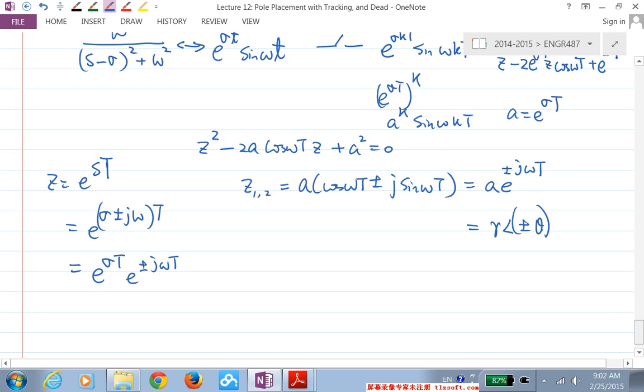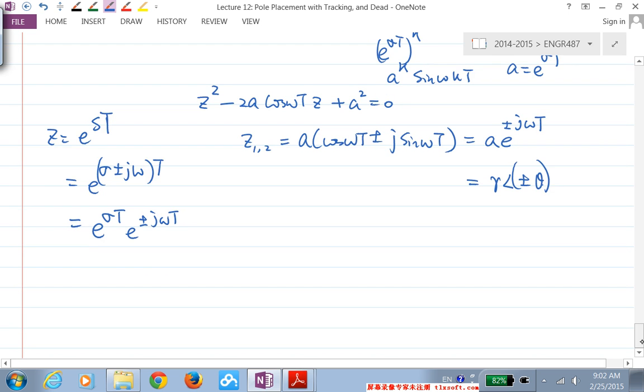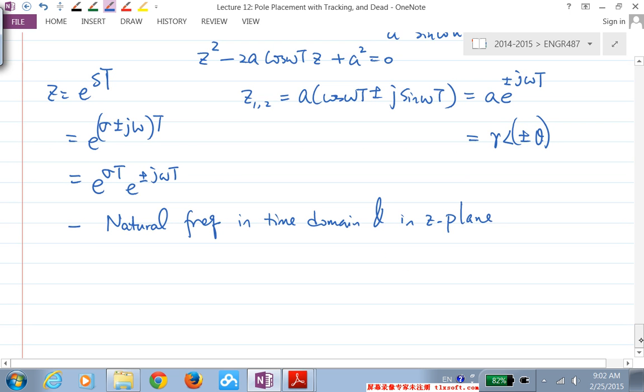But before we do that, there's another concept I wanted to talk about, which is the natural frequency, in the time domain and in the Z domain, basically in the continuous domain and in the discrete domain. So let's think about the natural frequency concept.